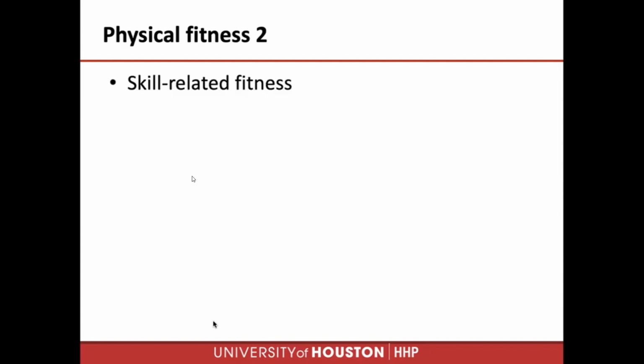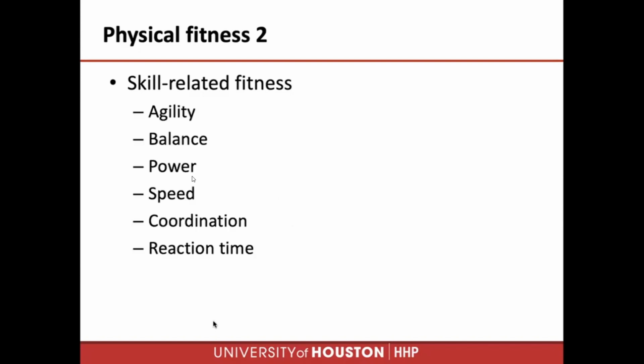We also have skill-related fitness, and this is different. We have 6 things for skill-related fitness. So think about things that are important in addition to those 5 health things. Things that are important for sports. What might some of these be? All right, so we have agility, balance, power, speed, coordination, and reaction time.